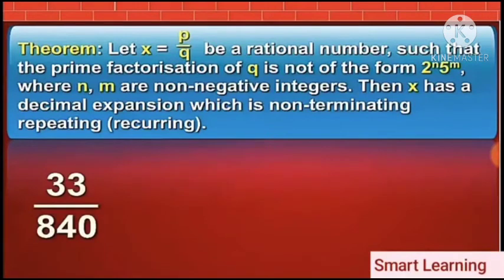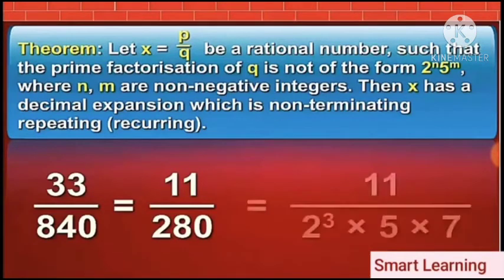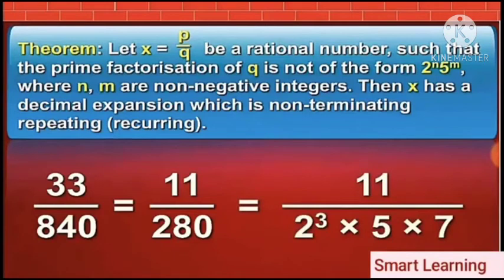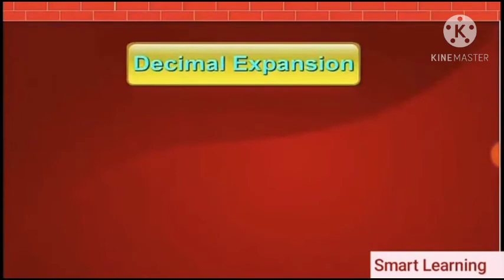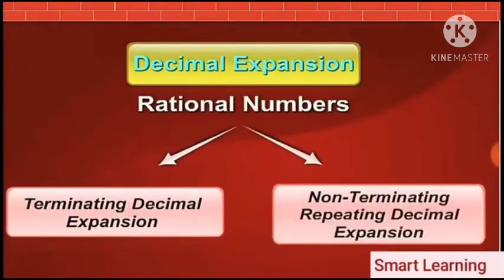For example, after simplifying, we get 11 upon 280. And after factorizing the denominator, we have factors 2, 5 and 7. Since the denominator has factors other than 2 and 5, therefore it is non-terminating, repeating, that is, recurring. From this discussion, we can conclude that the decimal expansion of every rational number is either terminating or non-terminating, repeating.